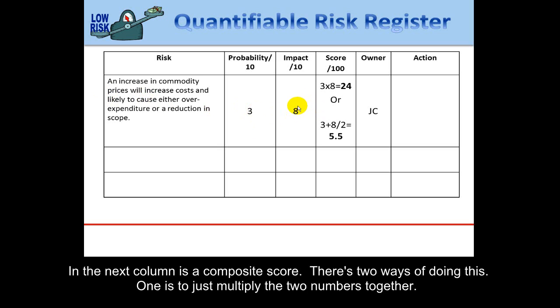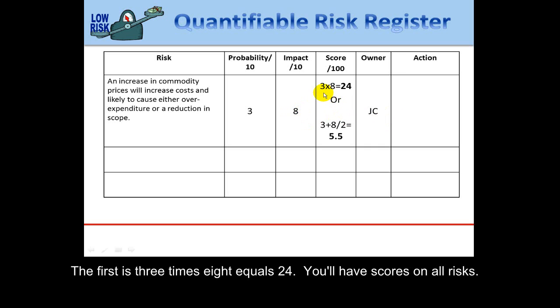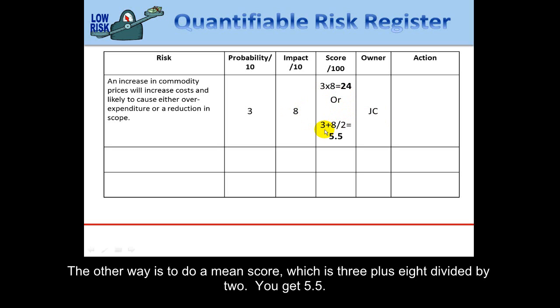And there's two ways of doing this. One is to just multiply the two numbers together. So you'll see that the first one, we've done 3 times 8, and that equals 24. And then you'll have scores on all of your risk, and you can compare those. Another way is to do a mean score, which is 3 plus 8 divided by 2, and you get 5.5.